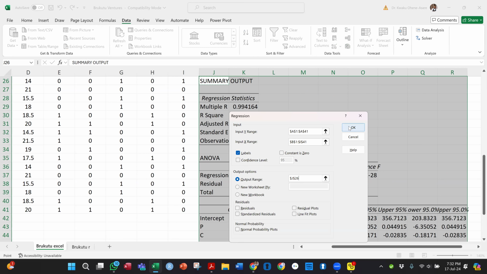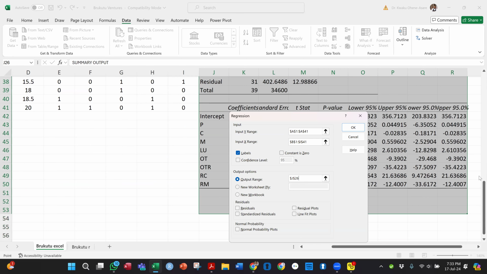Okay, I did that, but I'm getting "it cannot overlap." Yeah, the reason is because you should go and check your input Y range and input X range. Check the values there. They should be A1 to A41, B1 to I41. That's what I have there. And then your output range, what do you have? Output range, okay, so I clicked on J41. Yeah, you click on J41.